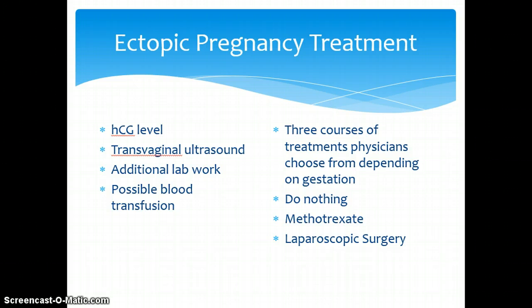Again, methotrexate is a chemotherapy drug, and what it does is it rapidly seeks out rapidly dividing balls of cells, and the embryo is a rapidly dividing ball of cells, and destroys it. Or they can do laparoscopic surgery and remove the pregnancy through surgical techniques.